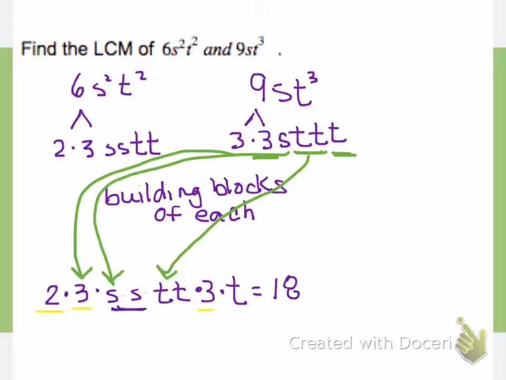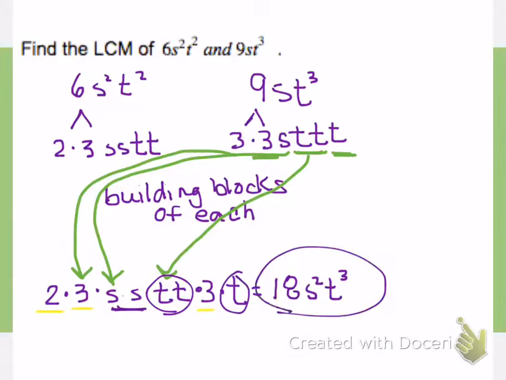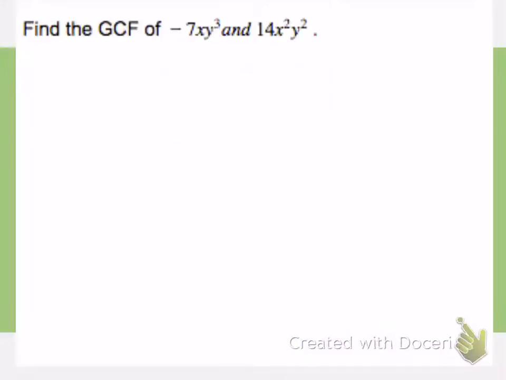Then I have 2 s's, or s squared, or s times s, and 3 t's, and that's t to the third. So my LCM is 18 s squared t to the third. Again, for least common multiple, both values have to fit kind of inside your LCM. So we're going to look at the next 2 monomials and find the GCF.